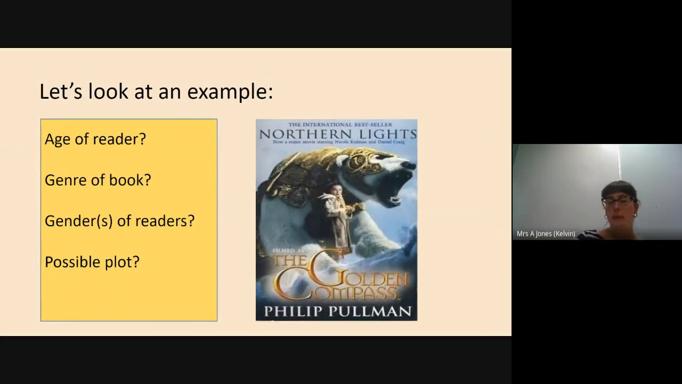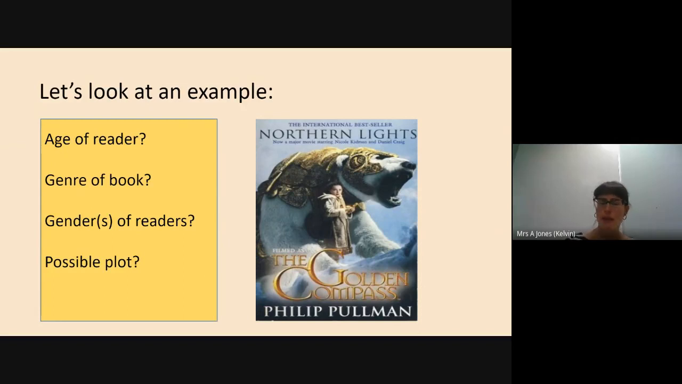So this is a front cover of a very famous novel called The Golden Compass, which is one of Philip Pullman's Northern Lights, one of the books in his trilogy. And I would like you to jot down on your paper the age of the reader. Who do you think would be attracted to reading this book? What age? What genre do you think the book belongs to?